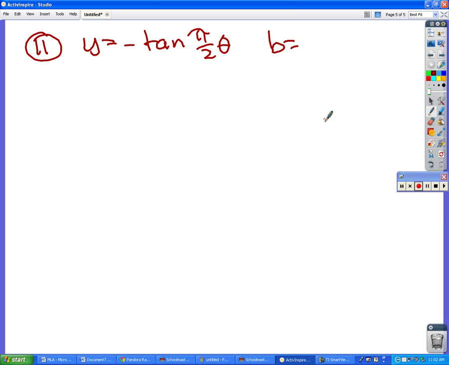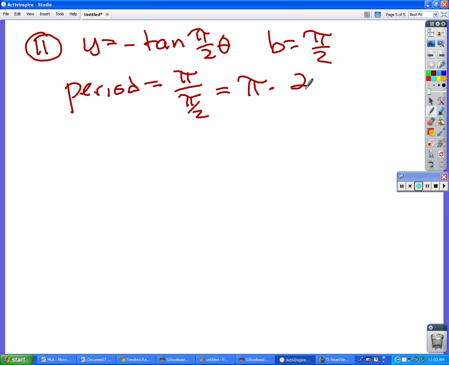So 11 is a little bit weird because it's got a pi in there already. What is b? 1/2 pi. Pi over 2. Right, pi over 2. So the period is pi divided by pi over 2, which is going to be pi times 2 over pi, which is 2. So there will be an asymptote at 1 and -1. I understood that one. Good.